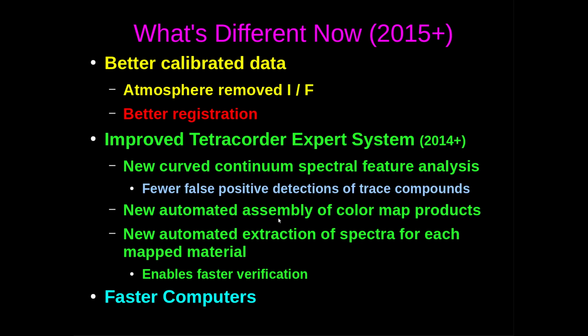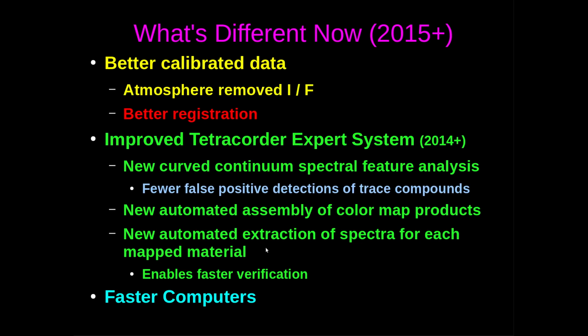We have new automated assembly of color map products. The problem with Tetracorder is it puts out so many answers, literally thousands of files, and trying to go through those to see what you mapped can be challenging. So the new automated assembly of color map products greatly improves that. We can define more color map products pretty easily.